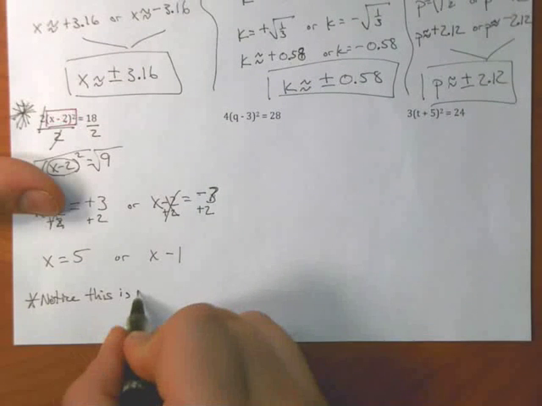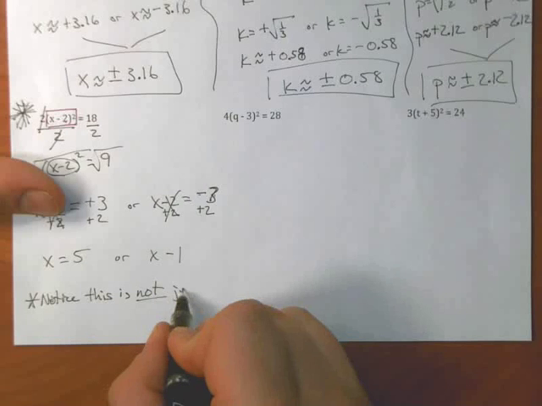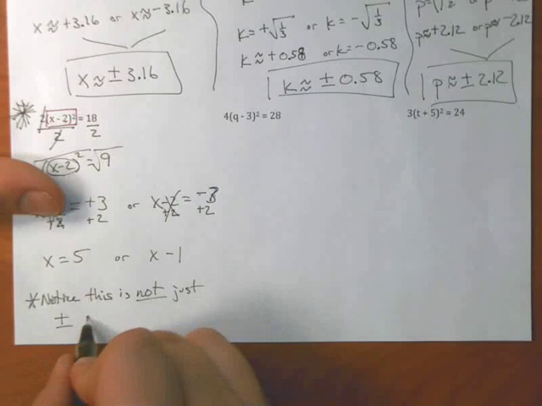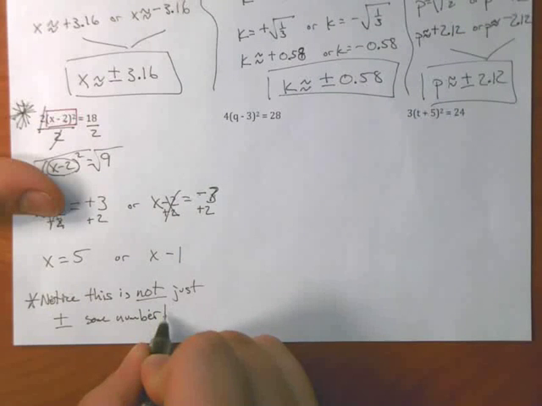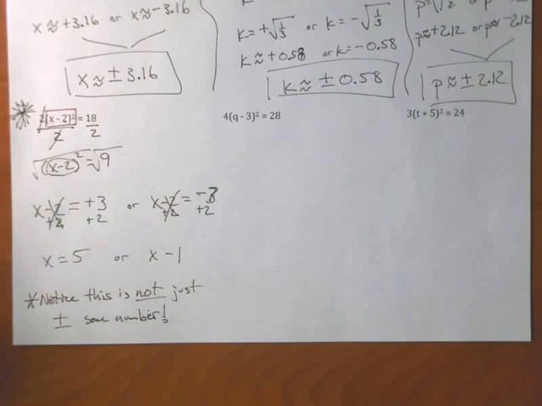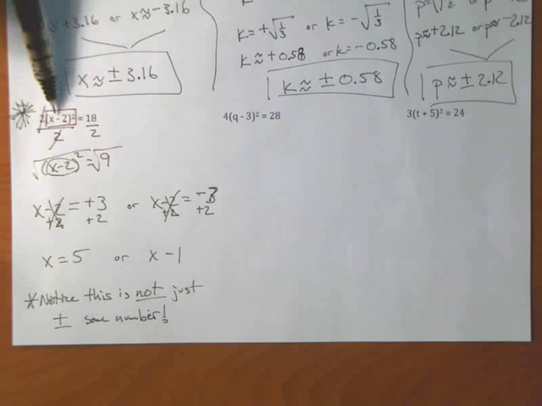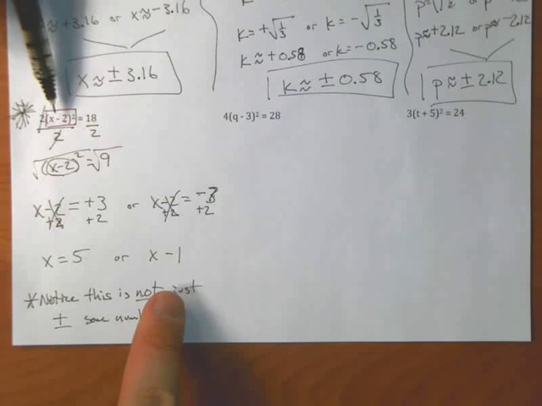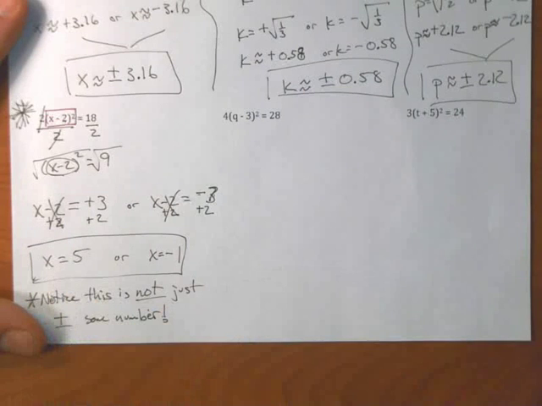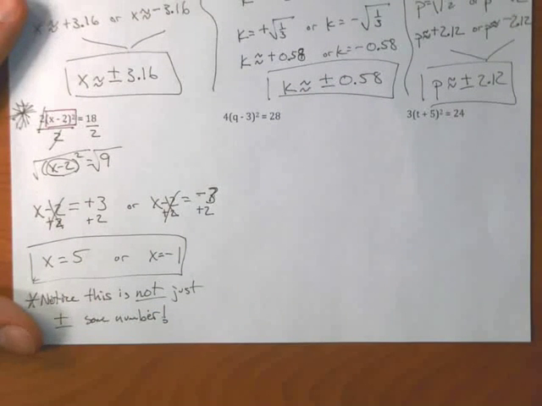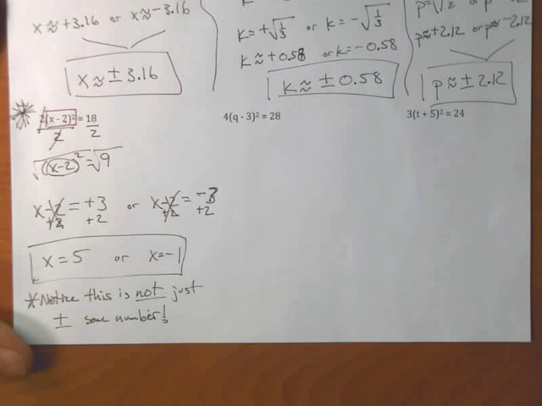Okay, notice this is not just plus or minus some number. How do I know ahead of time it wasn't going to be plus or minus? Because there was the group inside. These are two very distinct answers. I better have both written down.